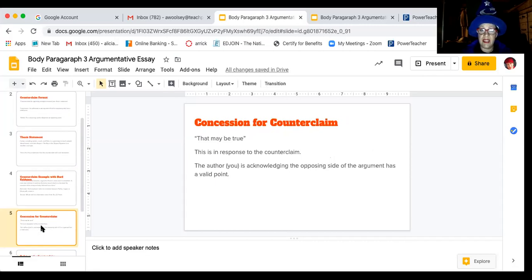All right, so concession for the counterclaim. This is merely saying, all right, you're the opposite side. You aren't agreeing with what I'm saying. What you said could be true. I'm not arguing the validity of your point.